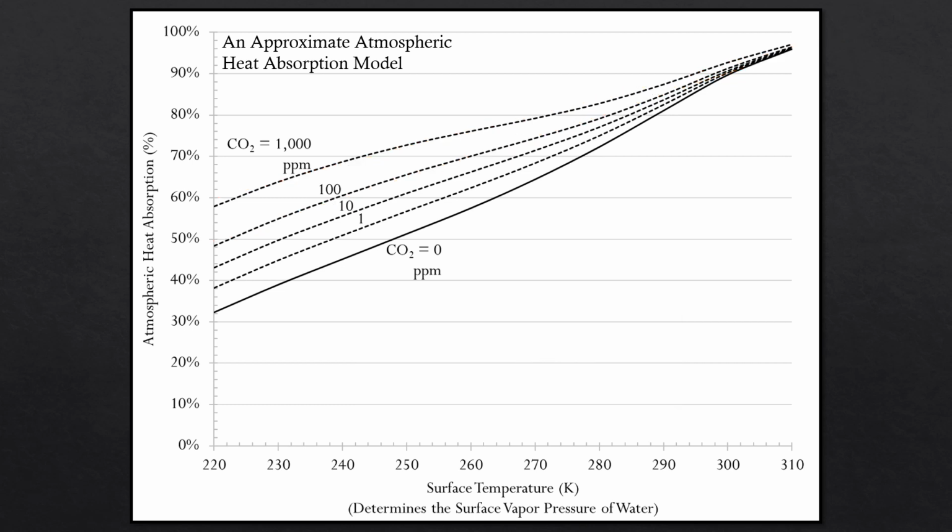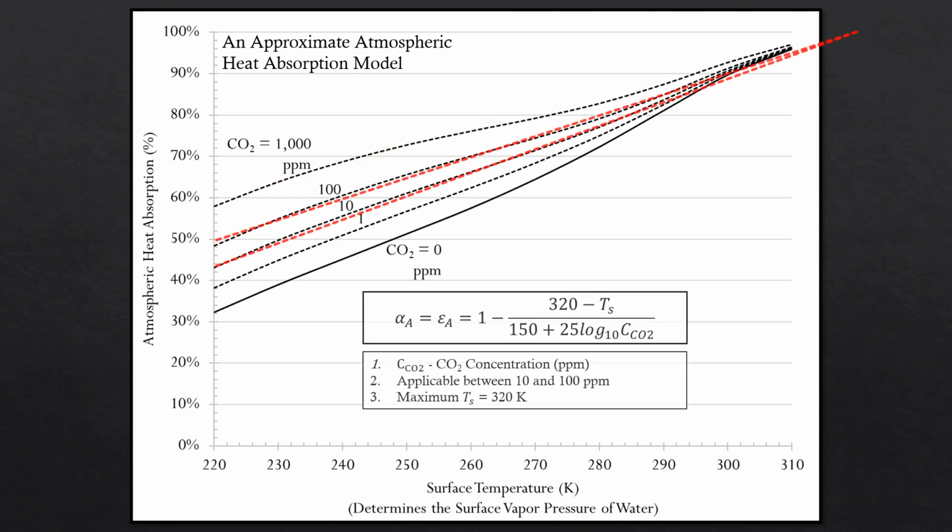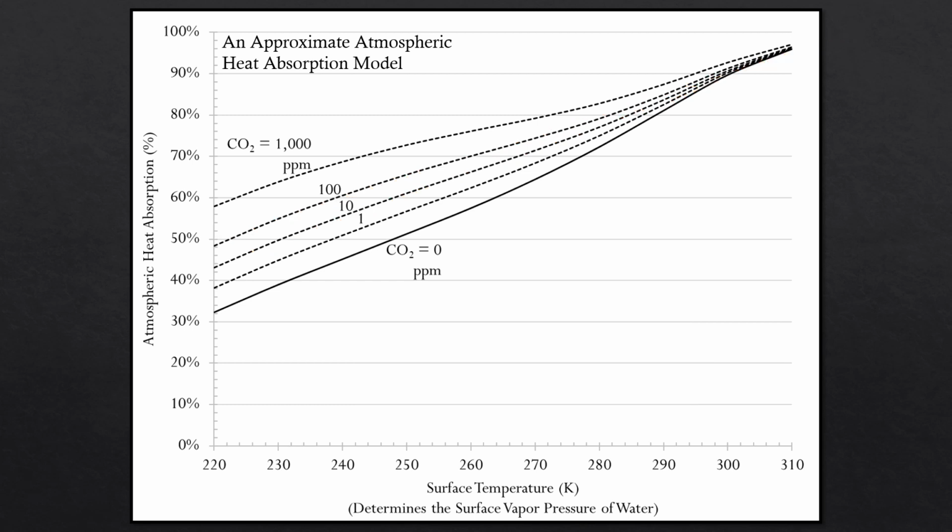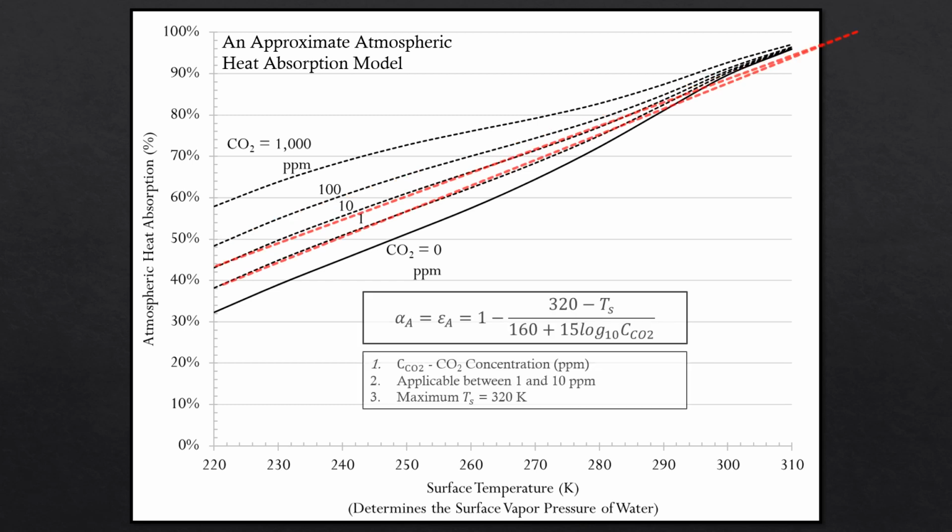For 10 to 100 parts per million, the model changes to the following equation. The two major changes are the two coefficients on the denominator. And for 1 to 10 parts per million, the model changes again as shown. Again, the two coefficients on the denominator change.